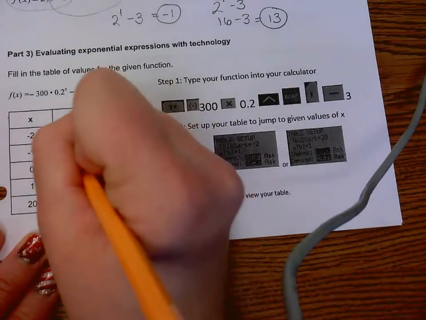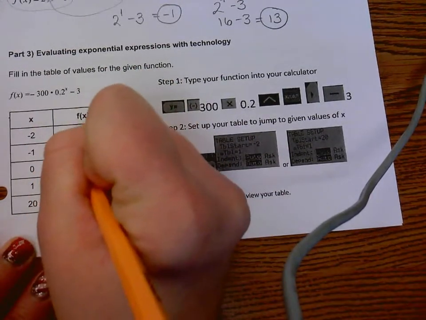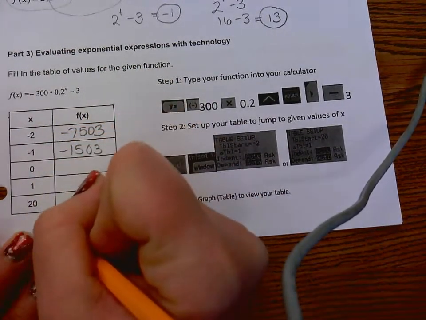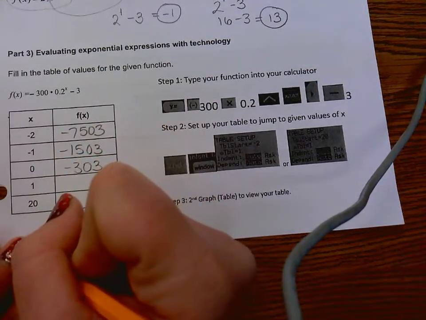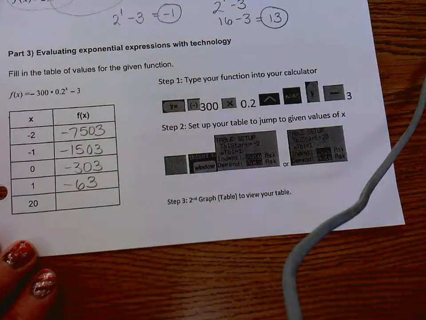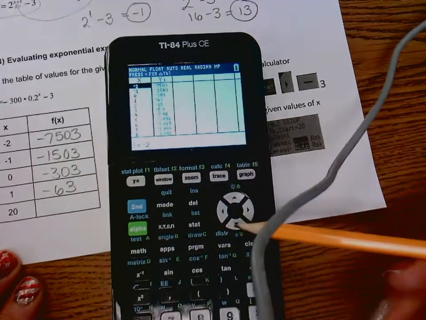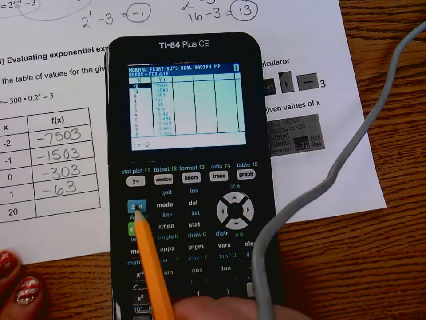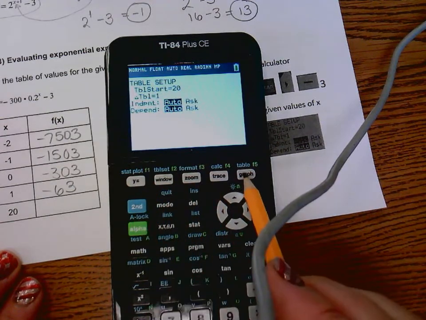-7503. At -1, -1503. At 0, -303. At 1, -63. And then if you need to jump in your table to 20, you could scroll down, or go back to second table setup and just tell it to start at 20, second table.